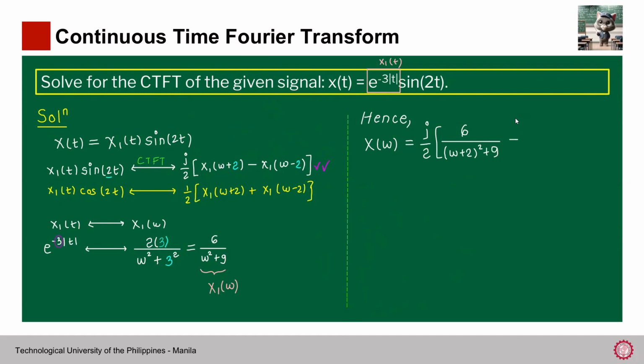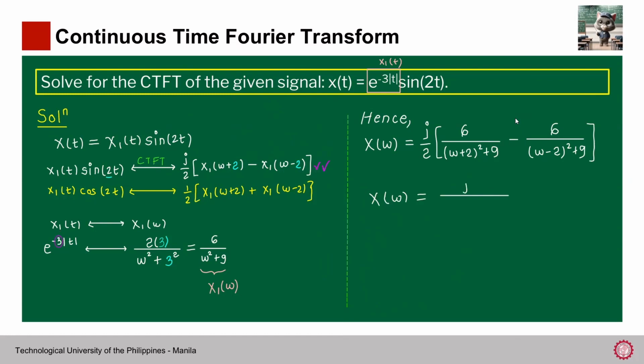Minus, so repeat 6 all over, in this case minus, omega minus 2 quantity square plus 9, because 3 square is 9, by the way. Now, you can simplify if you want, like bringing in the j over 2. So, what will be our answer? You'll have two fractions, guys.